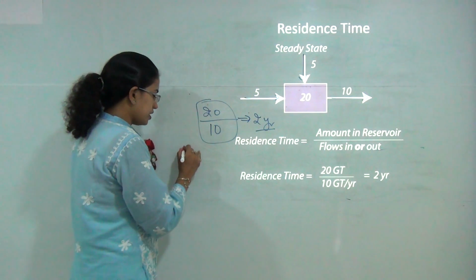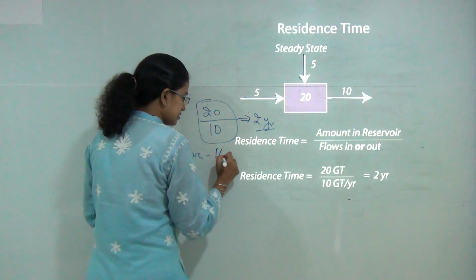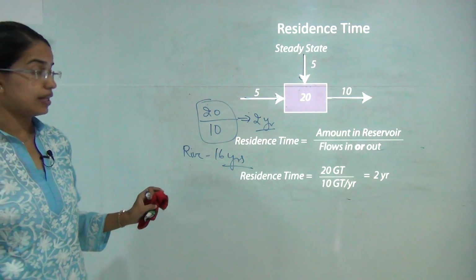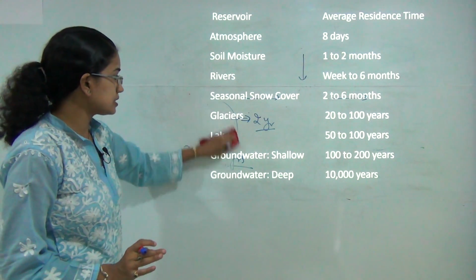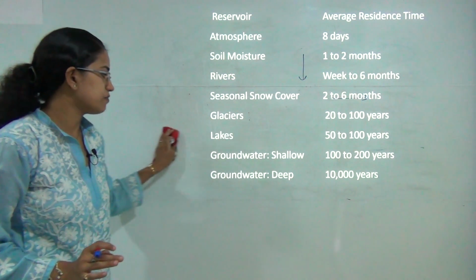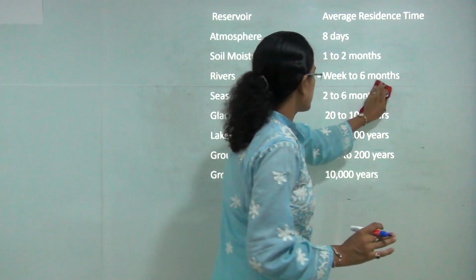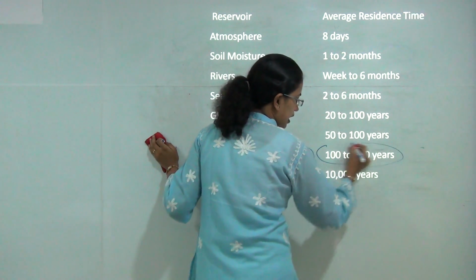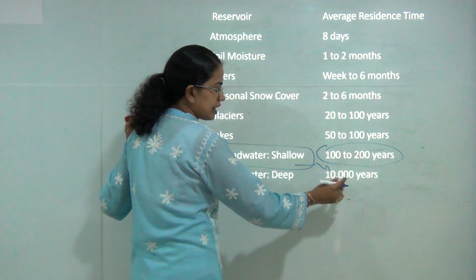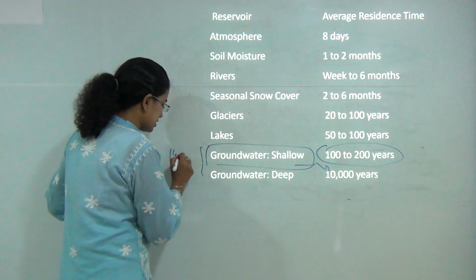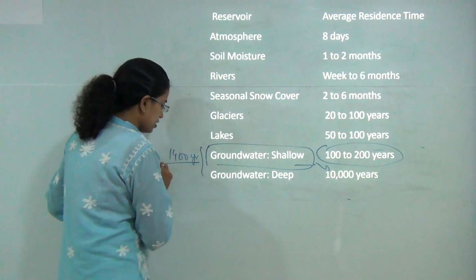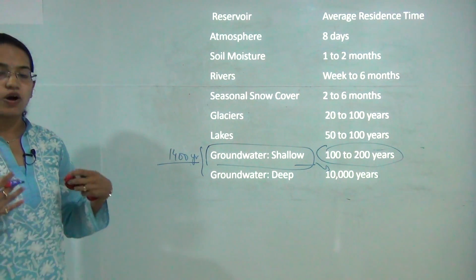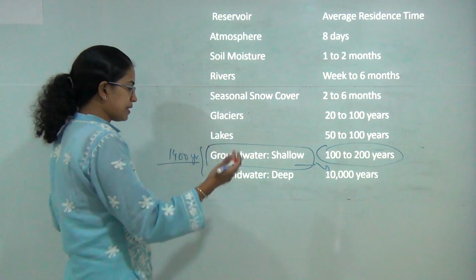I can say for rivers it is usually 16 days. So in 16 days the water would be replenished back to normal. However, this residence time varies for everything, and for groundwater specifically the residence time is 100 to 200 years for shallow and around 10,000 for deep. So on an average we say 1400 years. So 1400 years is an ample time for the groundwater to replenish back, or is the rate of replacement.